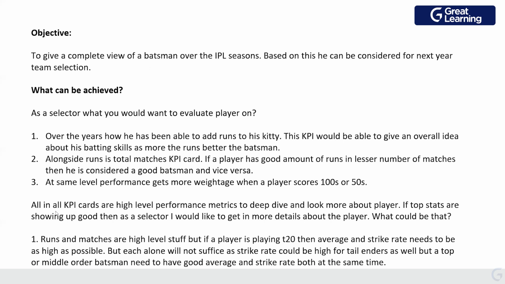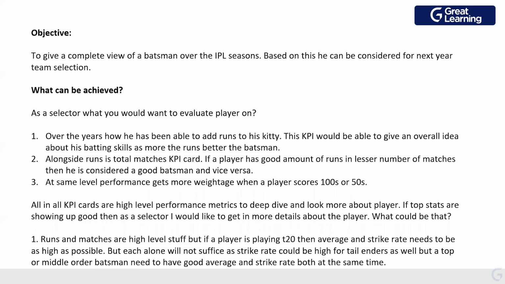Then all in all, KPI cards are high level performance metrics. To deep dive and look more about the player, if top stats are showing up good, then as a selector, I would like to get into more details about the player. What could those details be? First, runs and matches are high level stuff. But if a player is playing T20, then average and strike rate need to be as high as possible. But each alone will not suffice, as a strike rate could be high for the tail enders also, right?